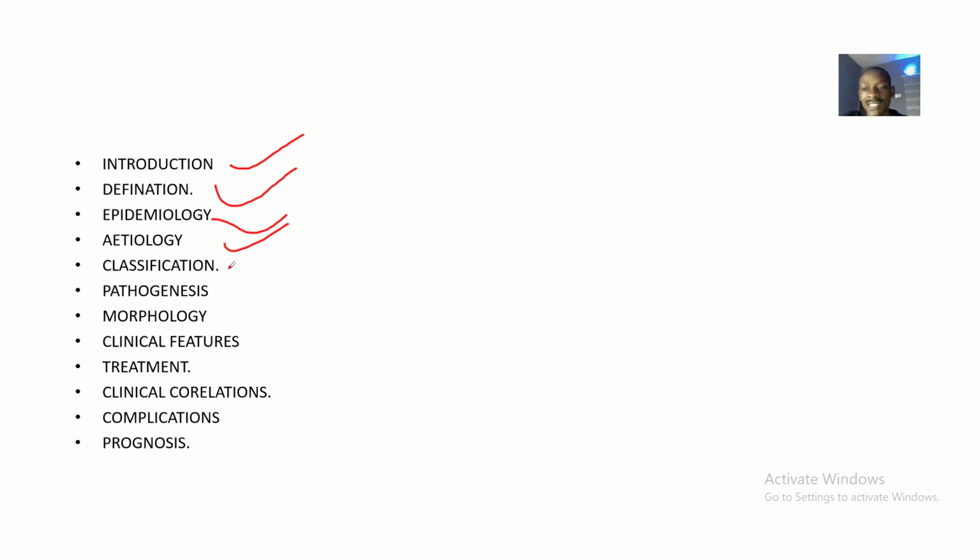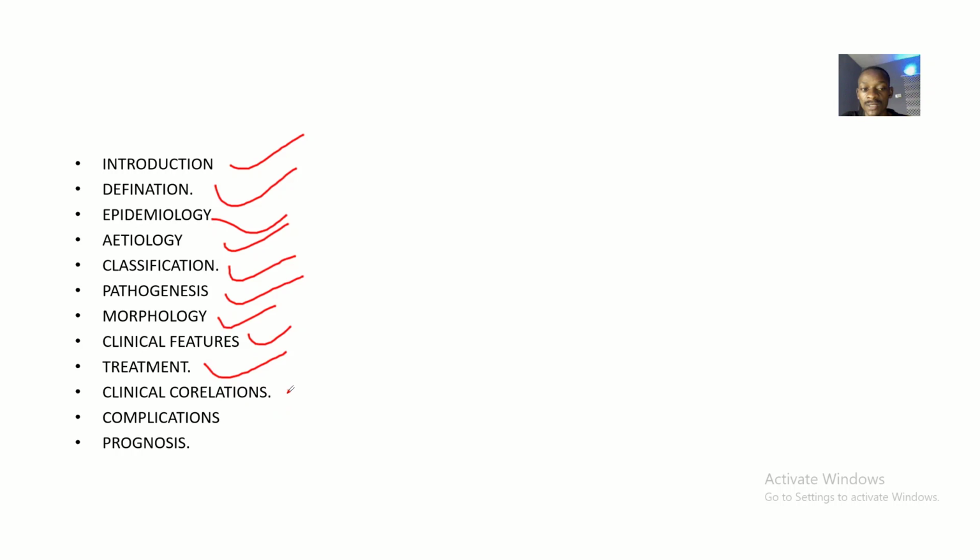We'll be talking about the classification of schistosomiasis. We'll be talking about pathogenesis, the steps through which this disease condition progresses. We're talking about morphology, which is looking at the organism that causes this disease condition and its body structure. We'll be looking at the clinical features of this disease condition and the possible treatments.